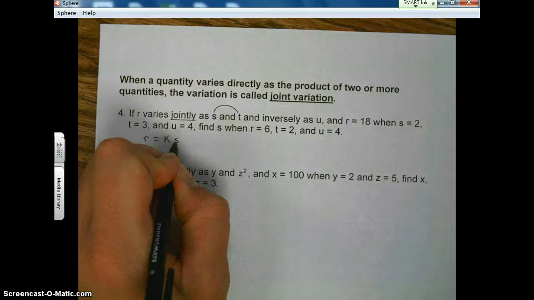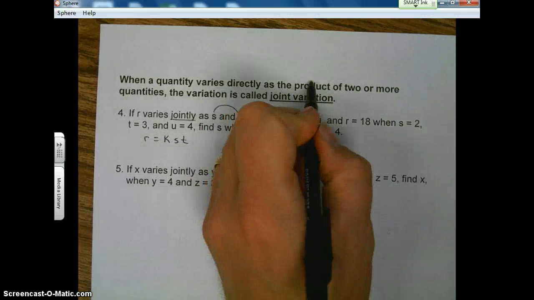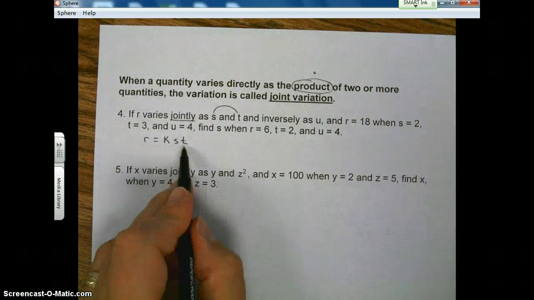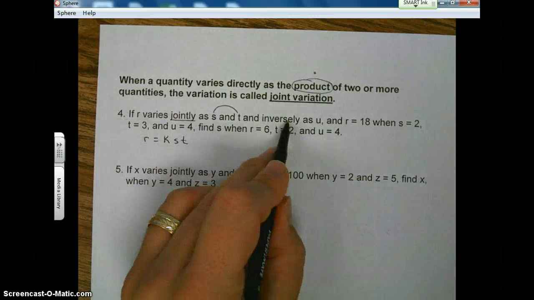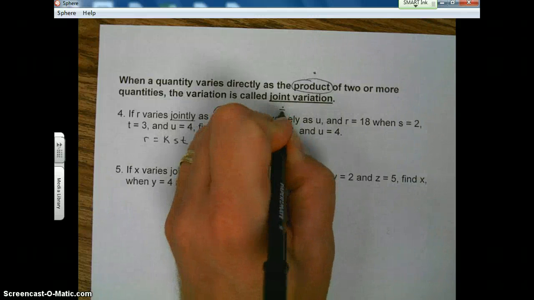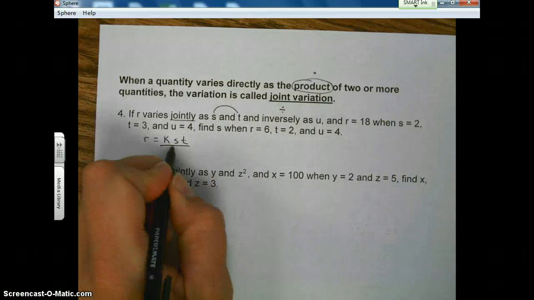Times S times T. Product means multiply. So we're multiplying, okay? And inversely, remember, inversely means to divide. So divided by U.